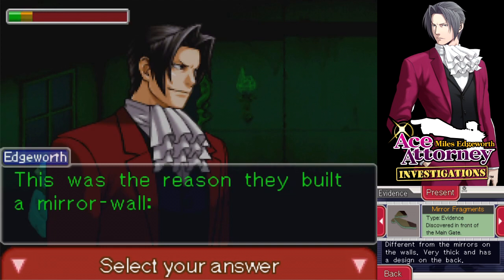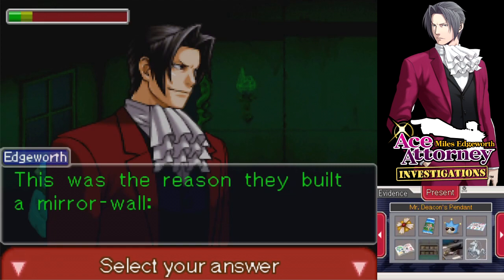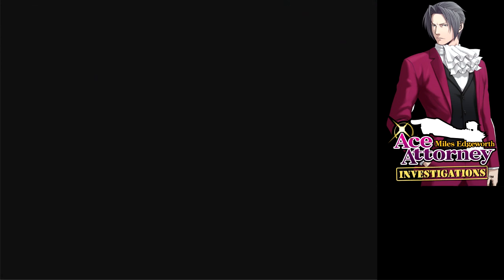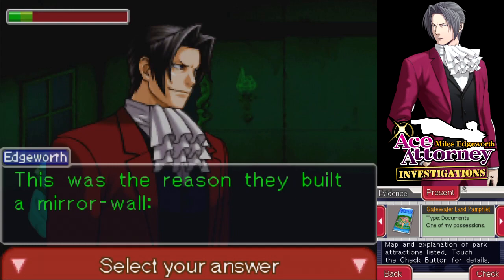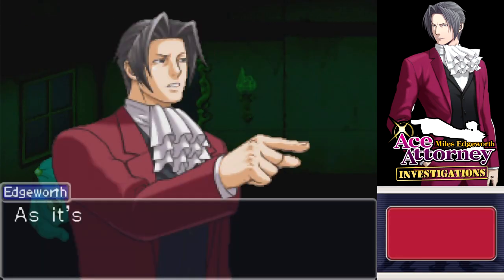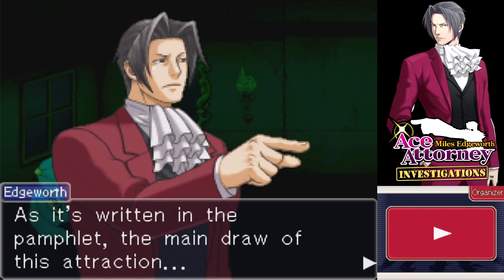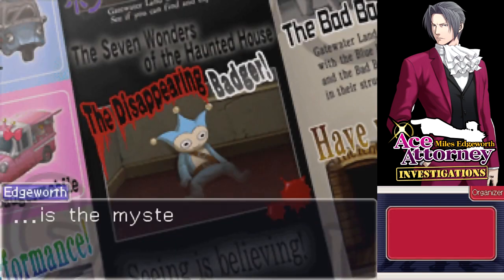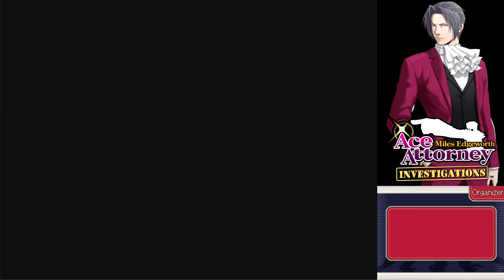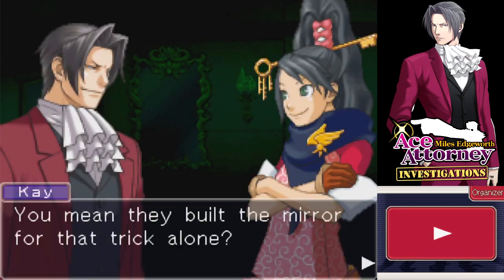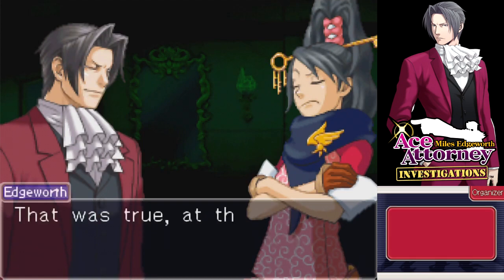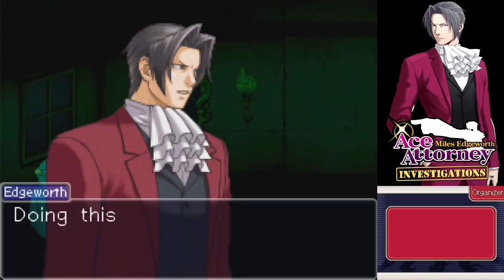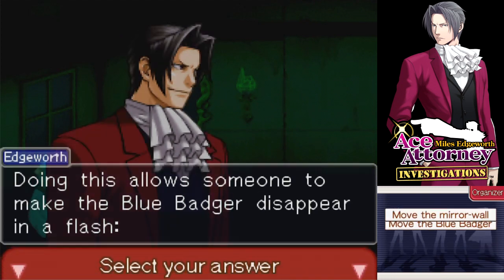Oh, can you do the article? Which article? The pamphlet? Yeah. The disappearing badger. True. They made it for a trick. As it's written in the pamphlet, the main draw of this attraction is the mystery of the disappearing badger. You mean they built the mirror for that trick alone? You said you saw the badger, so it was definitely still there. That was true at the time, however. Doing this allows someone to make the blue badger disappear in a flash.